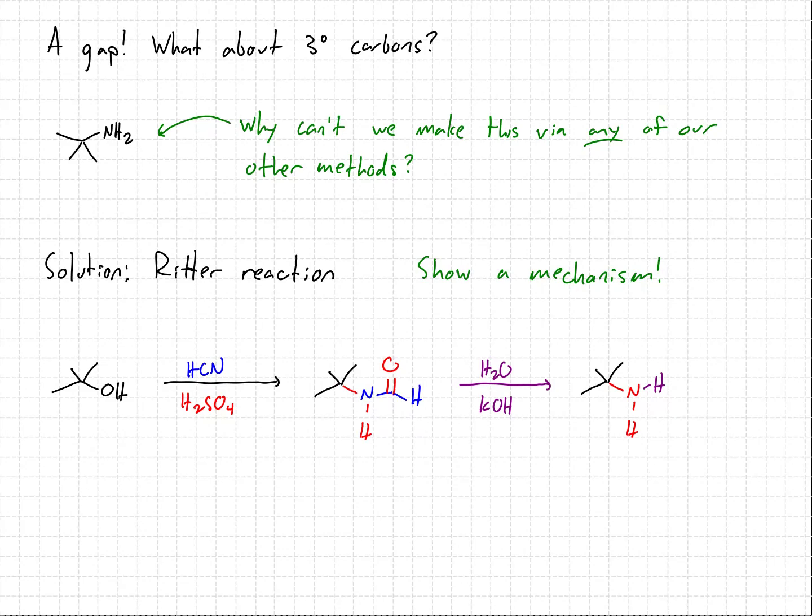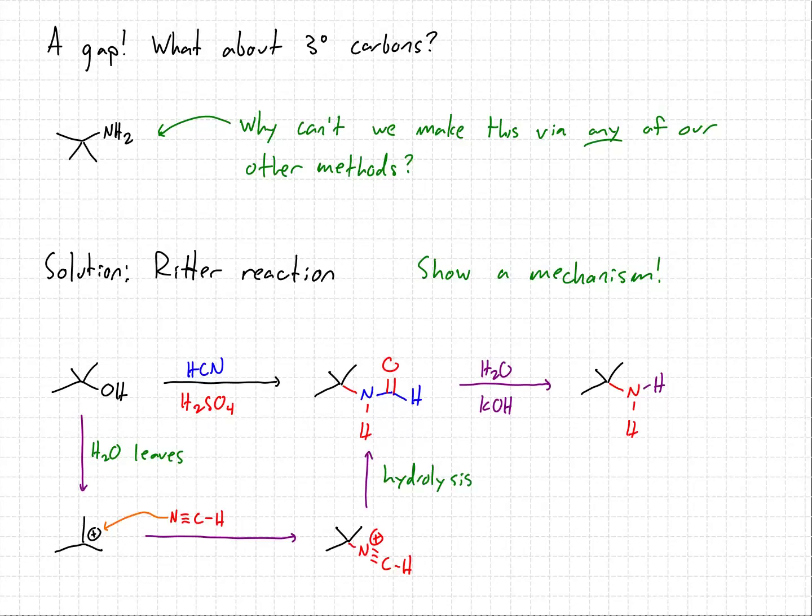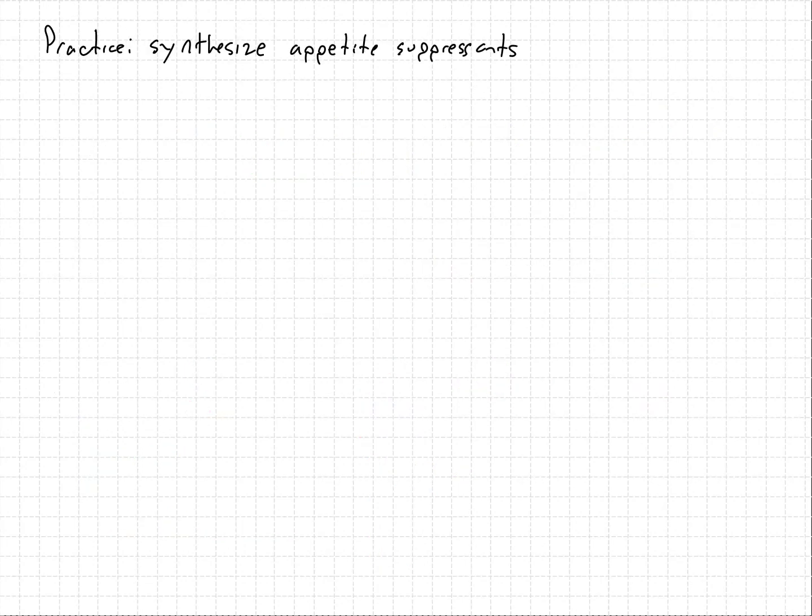Rather than stepping through the whole mechanism, I'm going to show parts of it so that you can check your work. The first part of the mechanism involves protonation of the OH group and loss of water to form a carbocation. This carbocation can then react with nucleophiles like the nitrogen of hydrogen cyanide. This produces a protonated isonitrile, which can be hydrolyzed under acidic conditions via the mechanism that we discussed back in Chapter 20. Practice these methods.